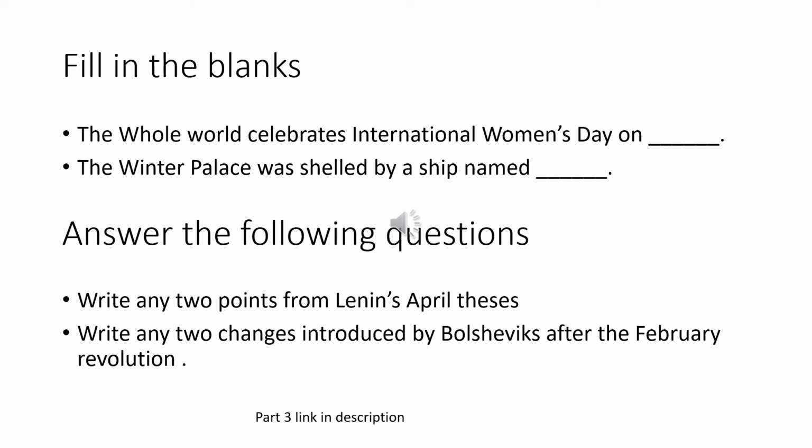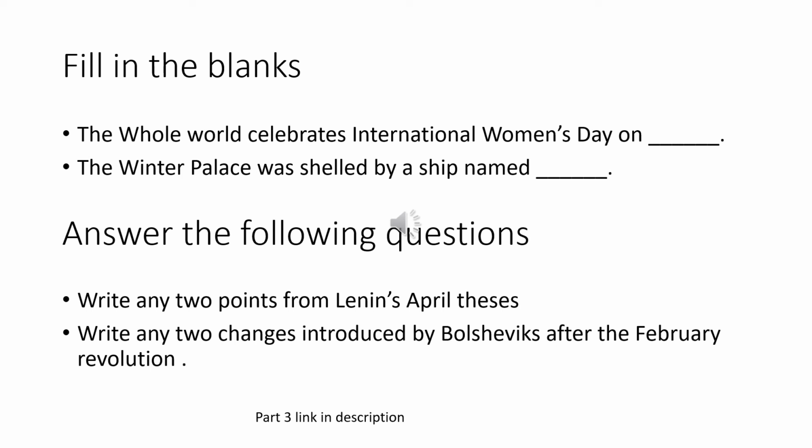Write any 2 changes introduced by Bolsheviks after the February revolutions. We saw that the Bolsheviks introduced many changes after the October Revolution. Banks and industries were nationalized. Land was declared as social property. Large houses were partitioned. You can write any of those points as your answer. Thank you.